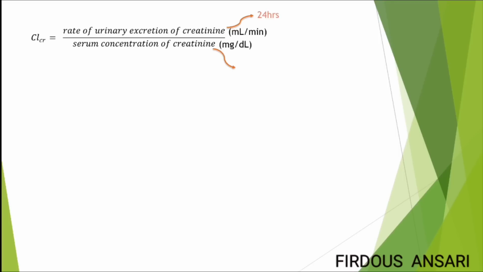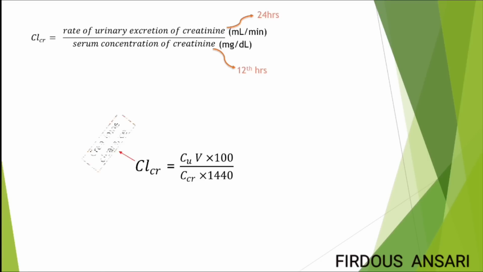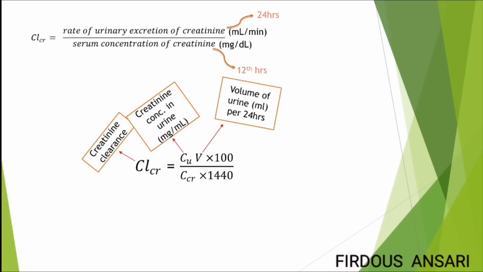The urine is collected for 24 hours and its midpoint will be the 12th hour, when serum creatinine is determined. Next, this equation is used to calculate creatinine clearance in ml per minute when the serum creatinine concentration is known. In this equation, this is the creatinine clearance. This is the creatinine concentration in urine in mg per ml. This one is the volume of urine in ml collected per 24 hours. For one entire day, for 24 hours, the urine collected, that volume of urine is V.